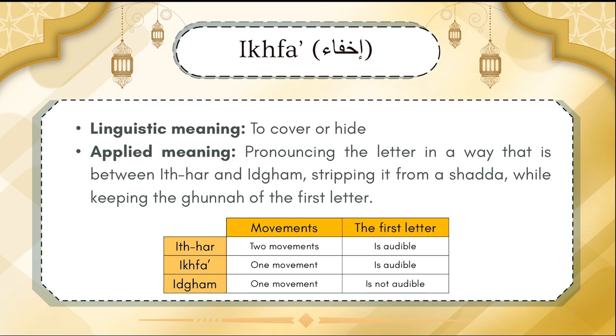On the other hand, with idgham, we go mimman. There was only one movement here, mimman. So you understand the difference: with idgham you have one movement, with izhar you have two movements. The other way to compare them is the first letter. In izhar, the first letter is completely audible. Man amana, the noon is completely audible. In idgham, mimman, the noon is completely gone. You can't hear it whatsoever.